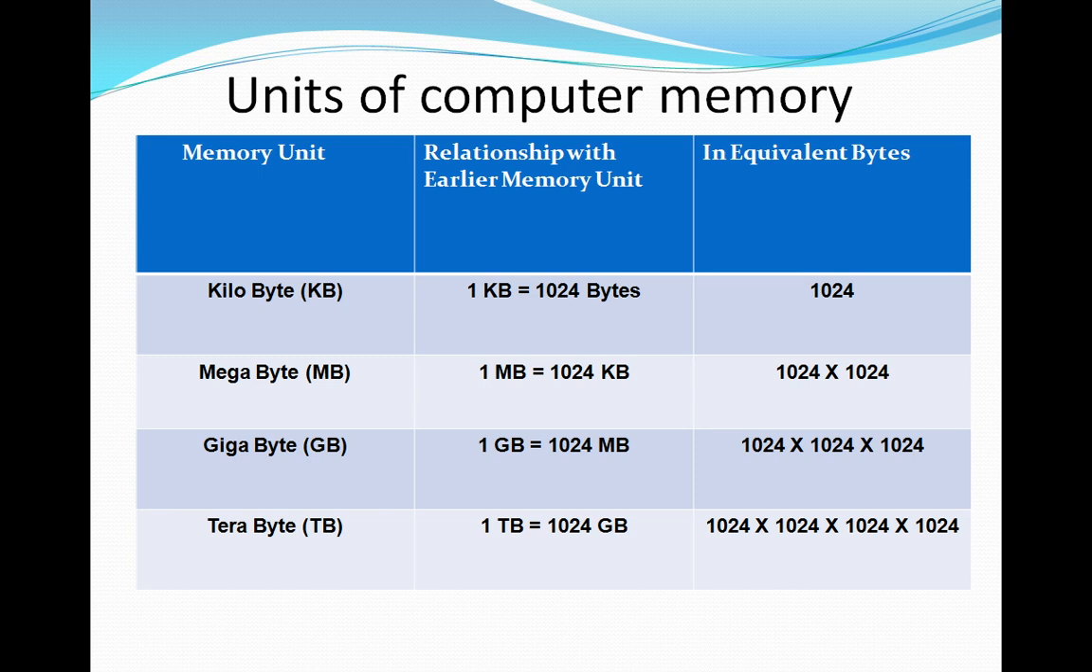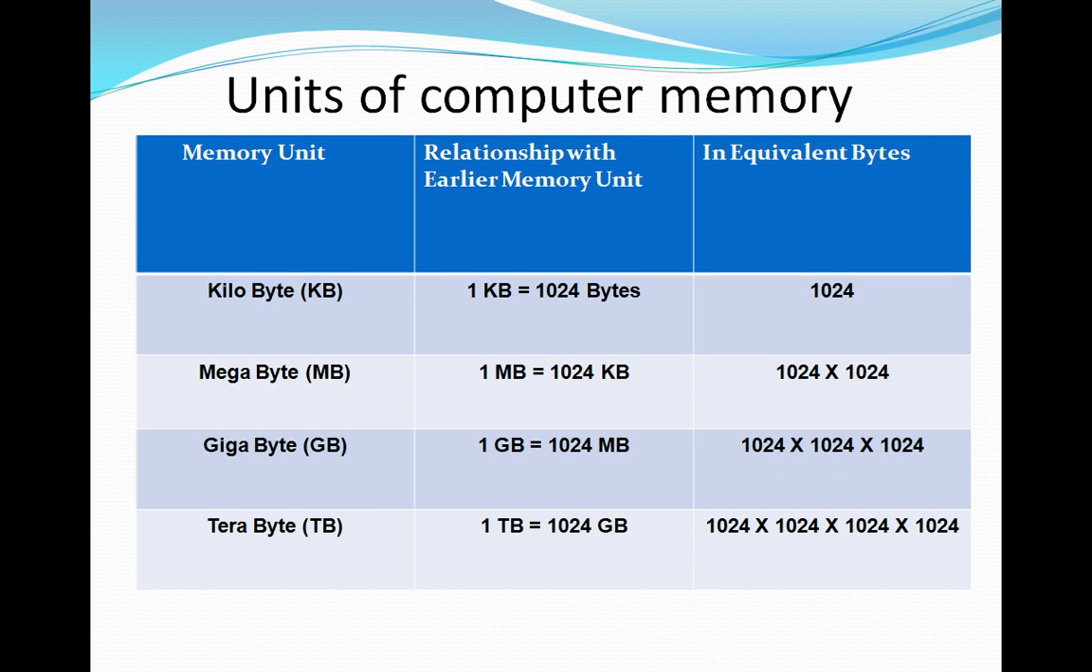And the next one, which is currently running in our computer systems, is terabyte, also known as TB, and 1 TB is equal to 1024 GB. And if we want to convert it into equivalent bytes, then we have to multiply 1024 4 times, then we will get the equivalent value in bytes of 1 TB.